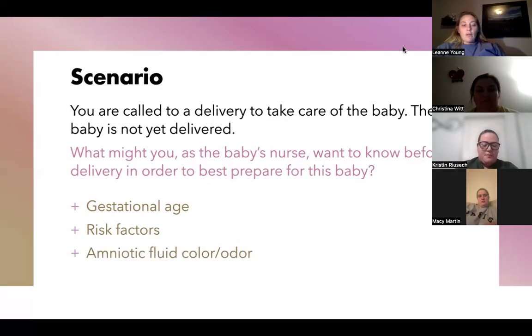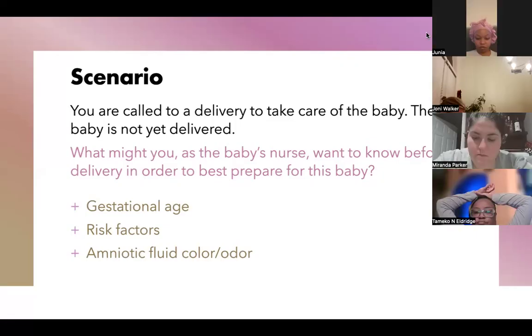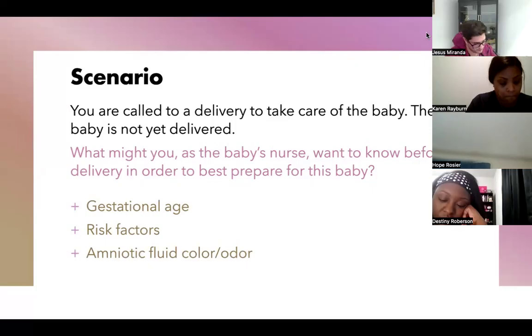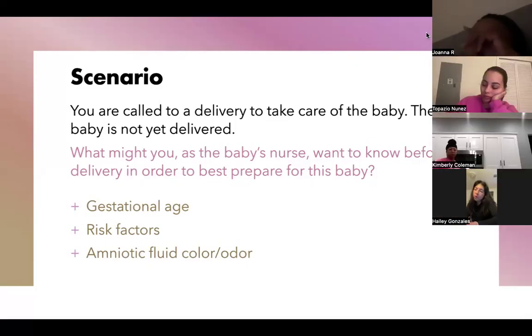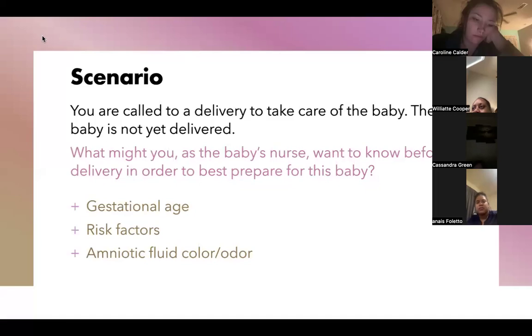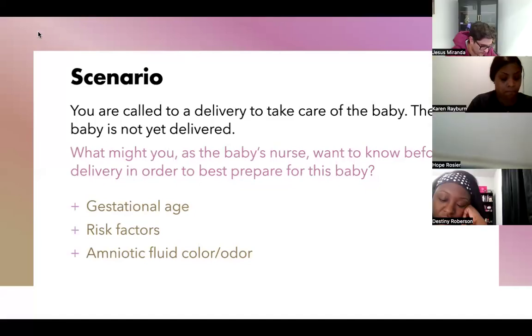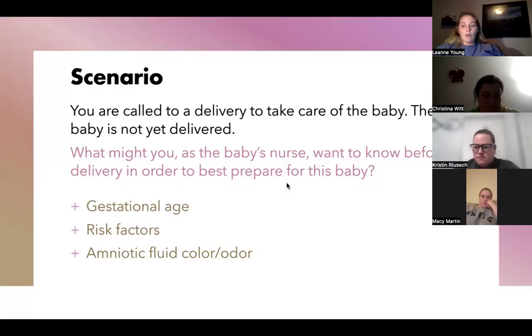What is the amniotic fluid color or odor? Was mom bleeding excessively? That is one that is huge. If you have a mom that's been bleeding very heavily during labor, where we're suspecting that she may have been partially abrupting, is that baby also going to be fluid depleted? Yes. So that baby may need some IV fluid resuscitation and need an IV after delivery. Okay, so these are all some things that we need to take into consideration as the newborn nurse.